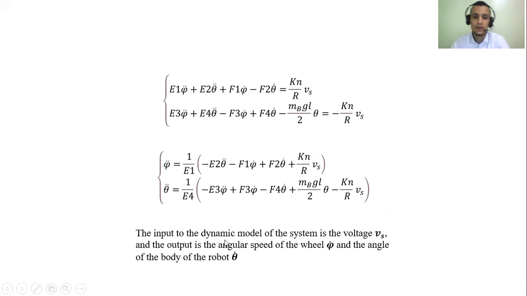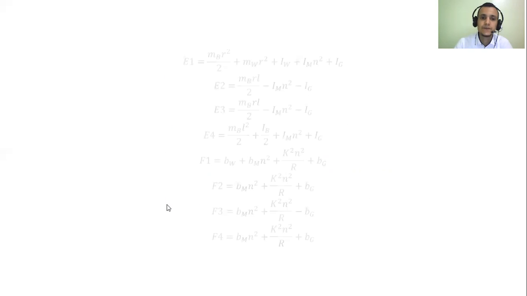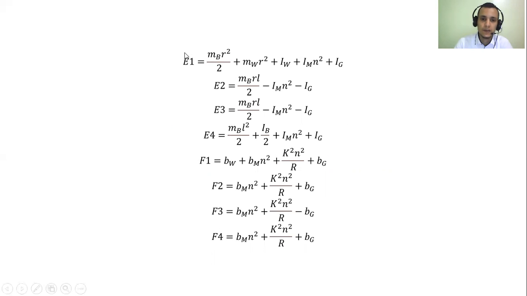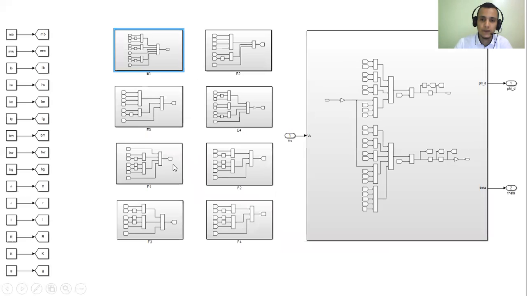The input to the dynamic model of the system is the voltage Vs, and the output is the angular speed of the wheel, phi dot, and the angular speed of the body of the robot, theta dot. And phi dot, we just get it from here. We integrate this and we get phi dot. Same thing goes with theta dot. All right, so these are the constants from E1 to F4.